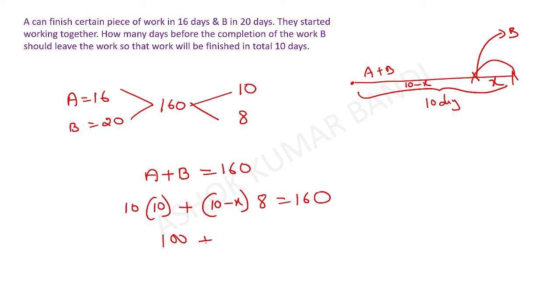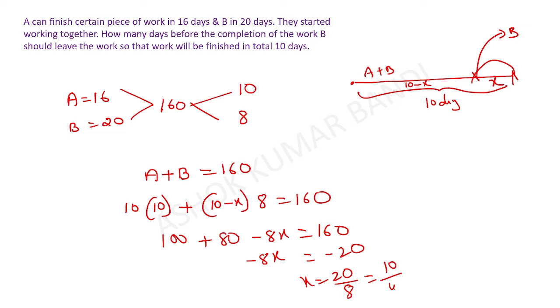So 100 plus 80 minus 8x should be equal to 160. So minus 8x should be equal to 160 minus 180, that is minus 20. So x should be equal to 20 by 8, which is nothing but 10 by 4, 5 by 2, which is equal to 2.5 days. That means B should leave 2.5 days before completion of the work. Then only it is possible to finish the work in exactly 10 days.